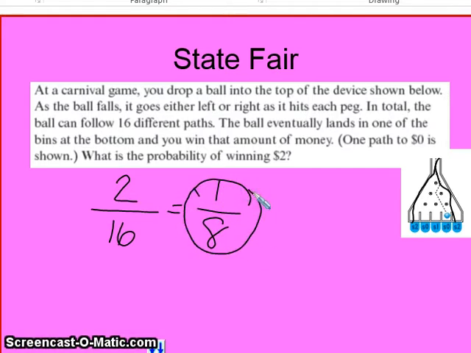Now, if we were to write that as a decimal, we would divide 1 by 8, and we would get 0.125. So we can say our probability is 0.125. Or if we wanted to turn it into a percentage, we could say it's 12.5%.